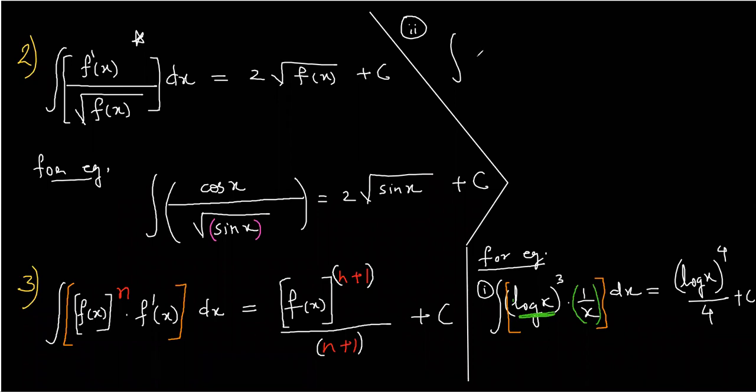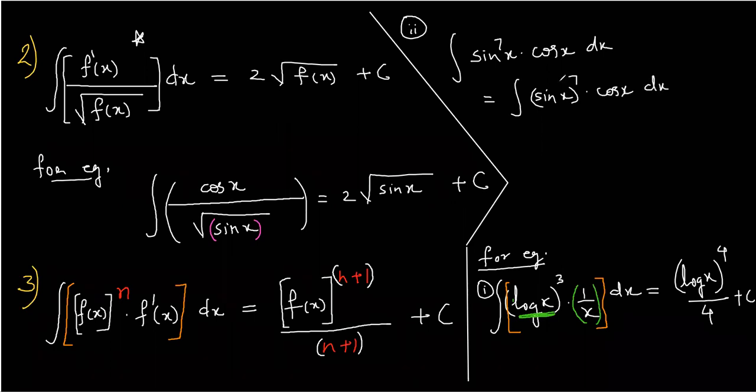Integral sine raised to 7x into cos x dx. So the next step I will write this as, I know sine raised to 7x is sine x the whole raised to 7 into cos x dx.